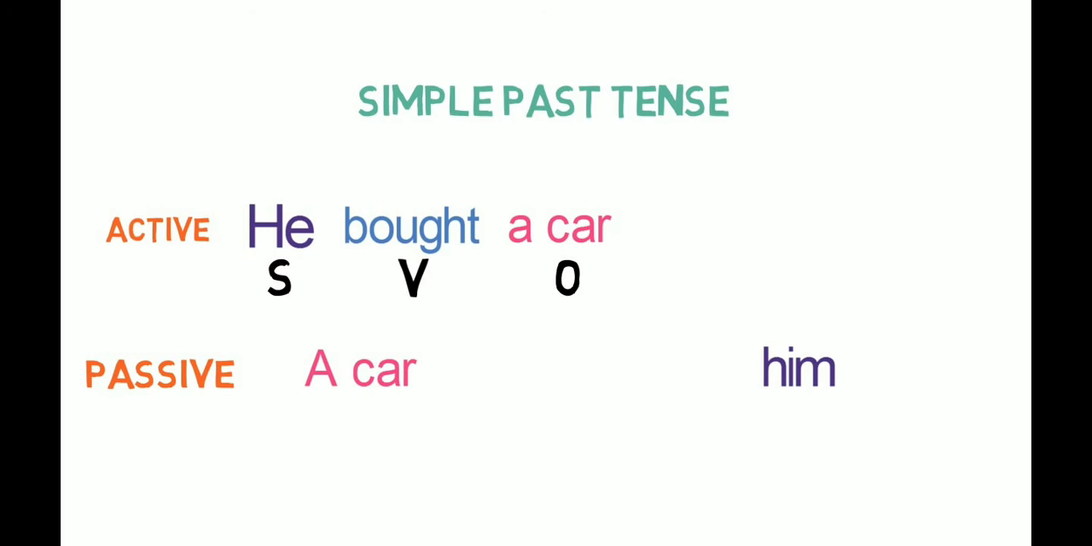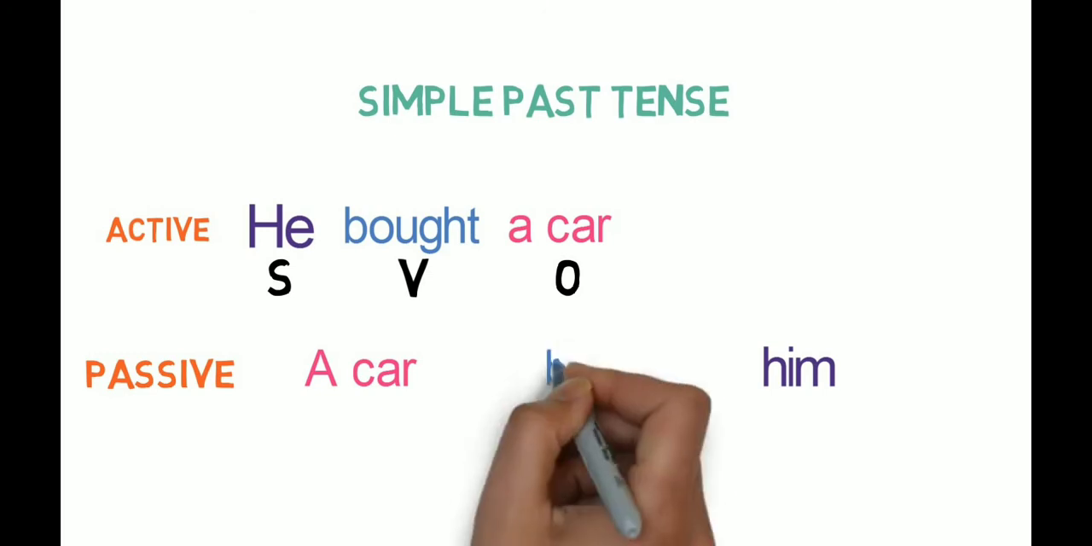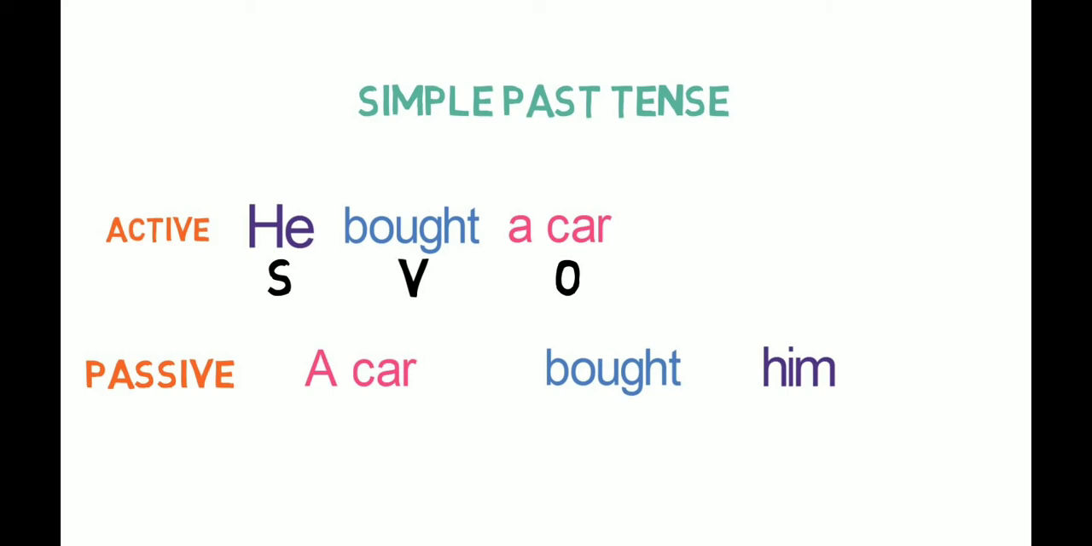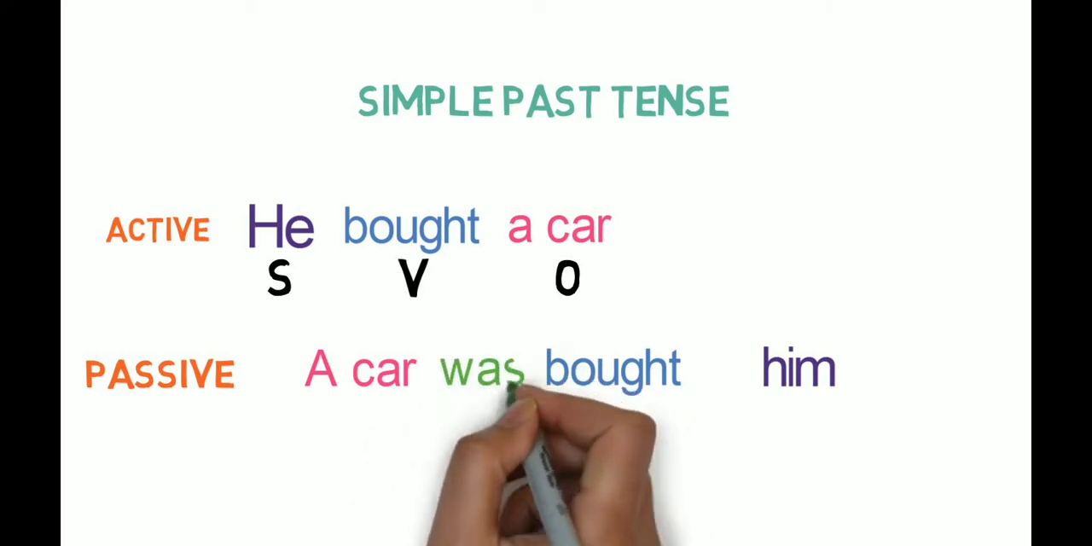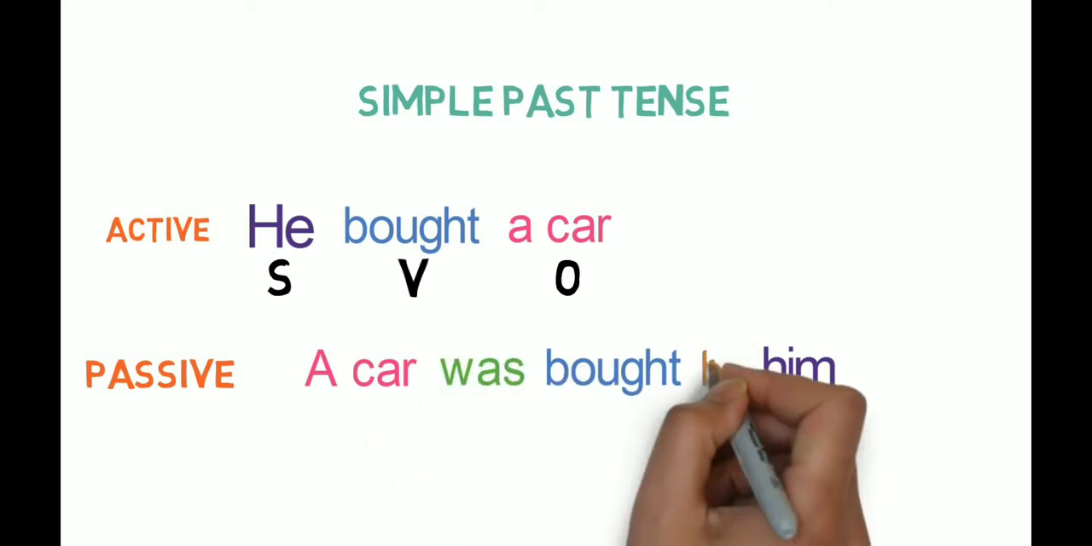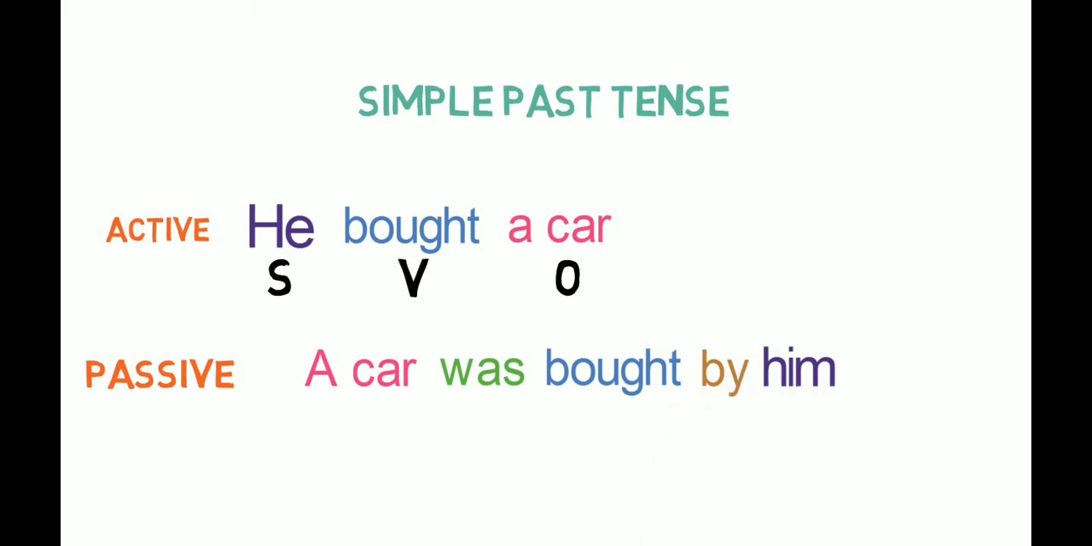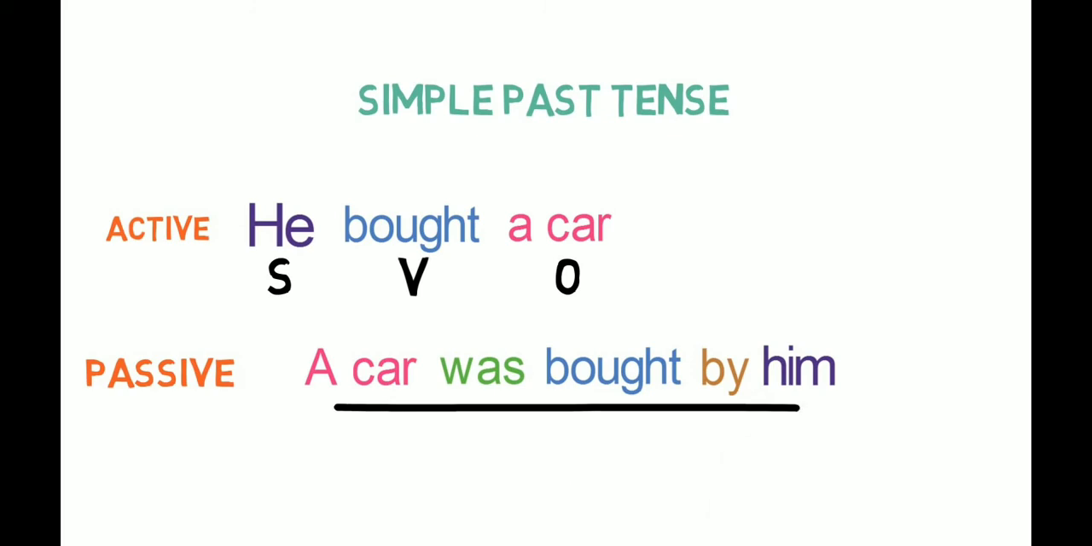Now converting the main verb to third form, it will be bought. Next, adding a suitable helping verb, it will be was. And lastly, we need to add by here to make the sentence complete. So the whole sentence is, a car was bought by him.